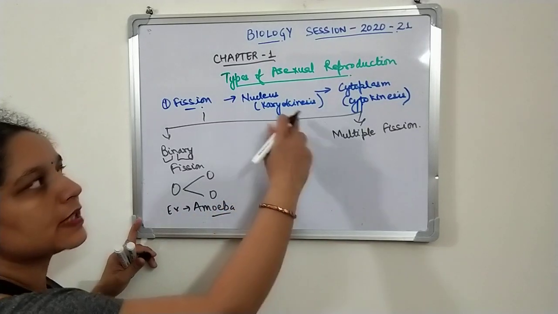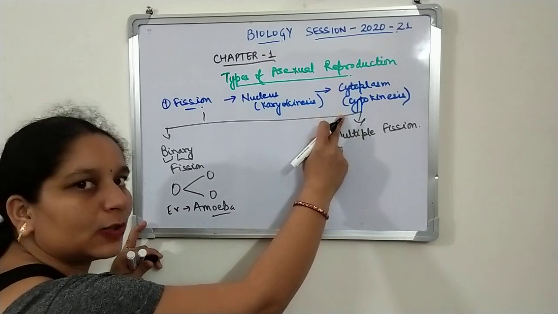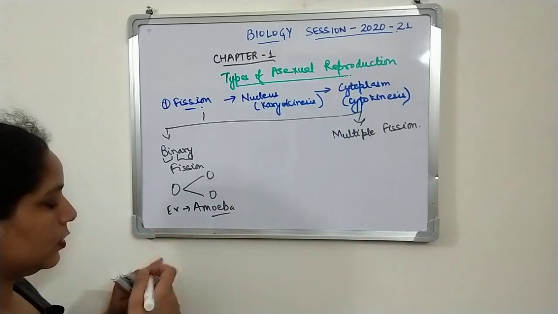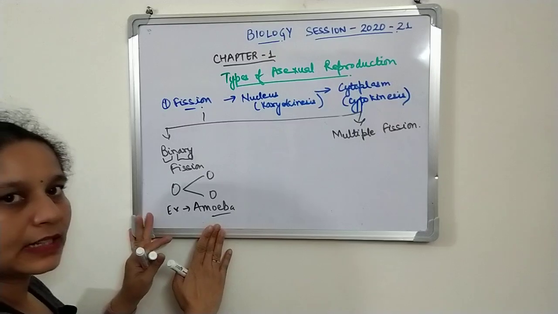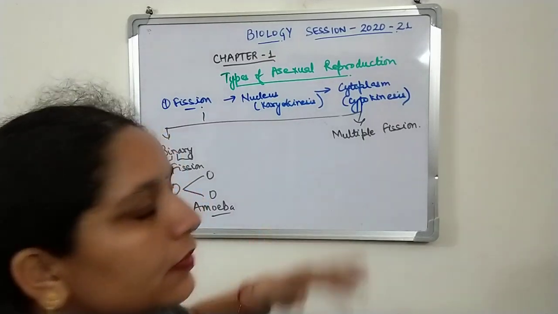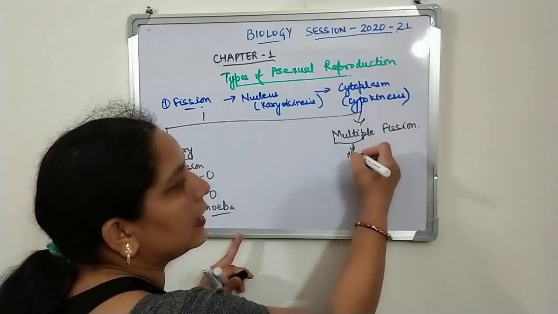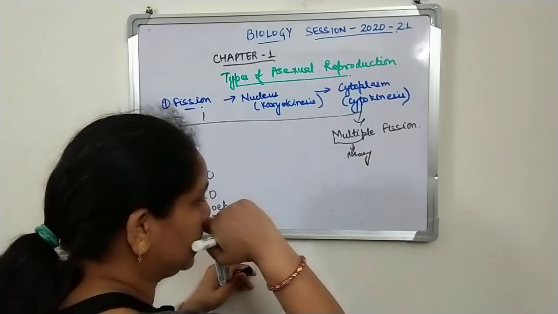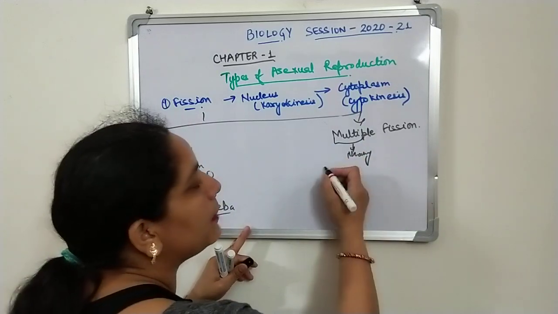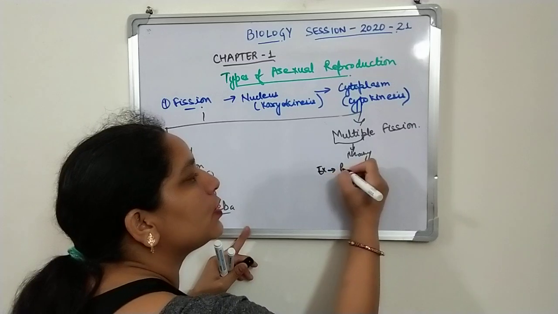And the process will be the same. First the nucleus will divide and later on the cytoplasm will divide. So now you are clear with the topic, binary fission. Moving on to the next topic, multiple fission. As the word indicates, multiple means many. When a single organism divides into many, it occurs mainly in Plasmodium. Its example is Plasmodium.